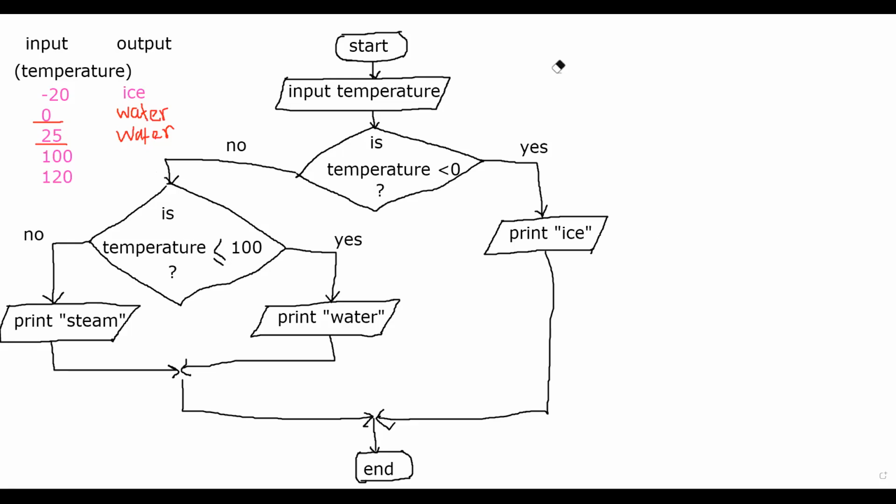Okay, how about 100? You are checking whether it is less than 0. No, 100 is not less than 0. Then go to no. Then you check whether 100 is less than or equal to 100. Yes. Then it's water again. So this is water. Next one.